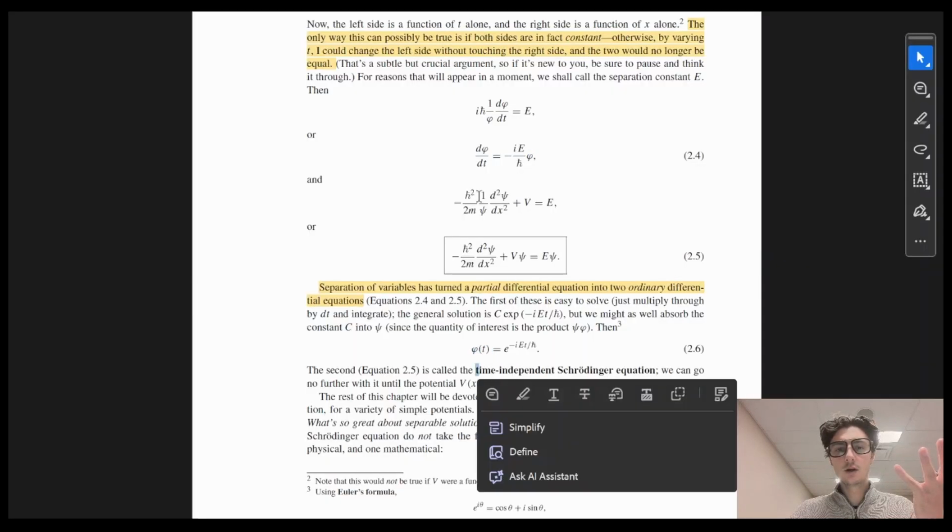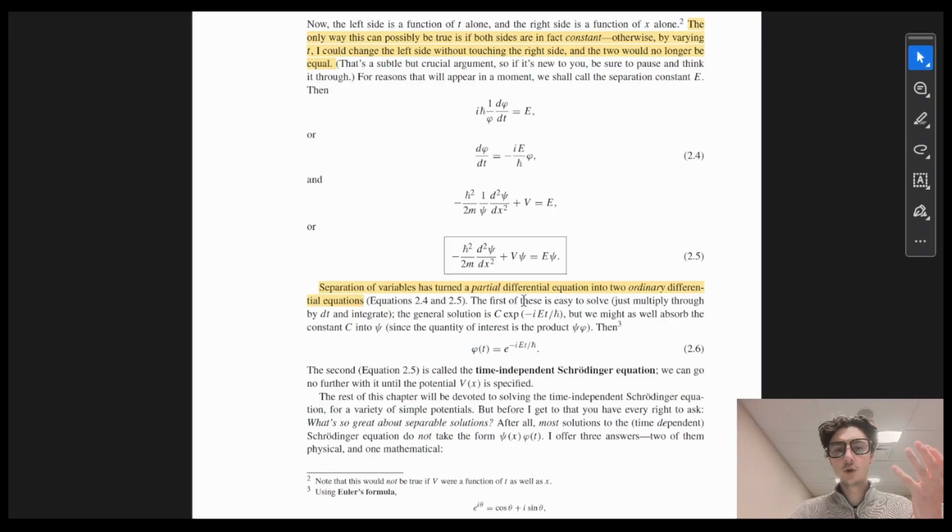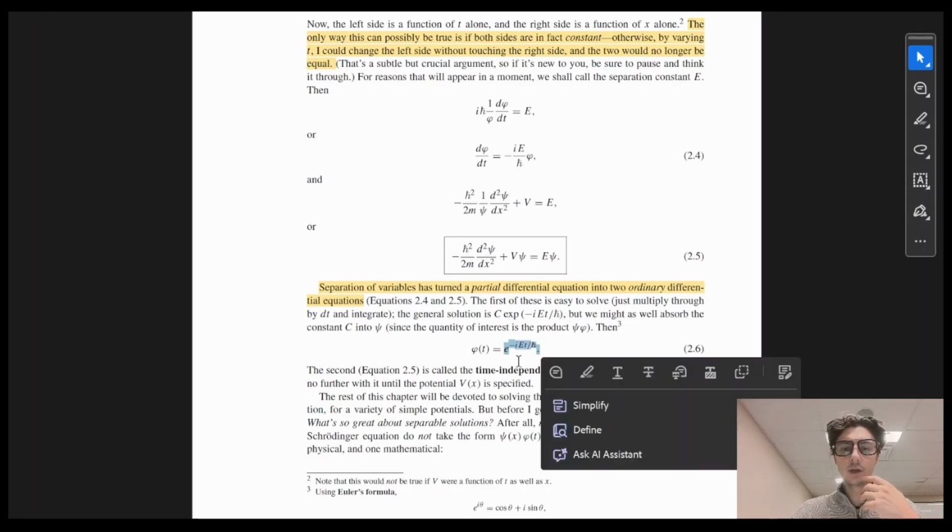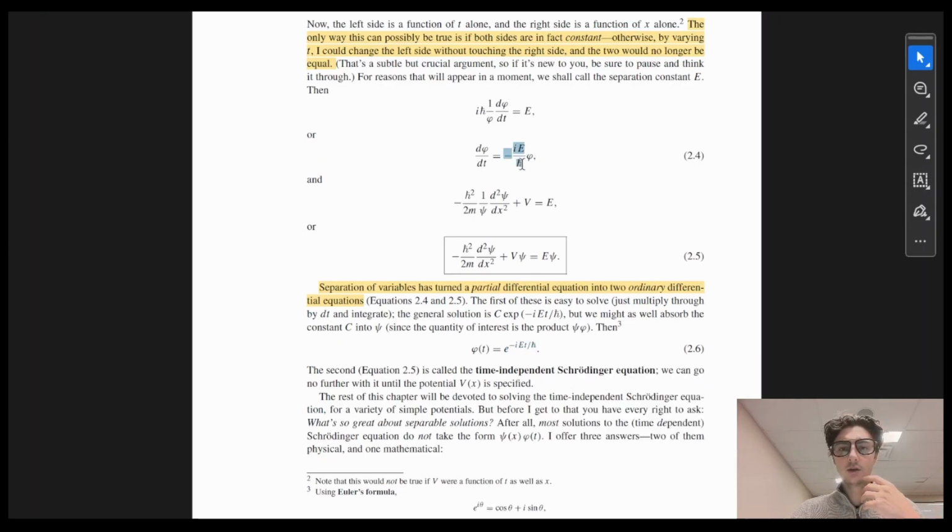It's just a standard differential equation. If you don't know how to solve this, don't stress. Just search up online how to solve first-order differential equations like this, and you're going to get an exponential solution like this. The constants over here are also in the top here. Let's actually see how this works.